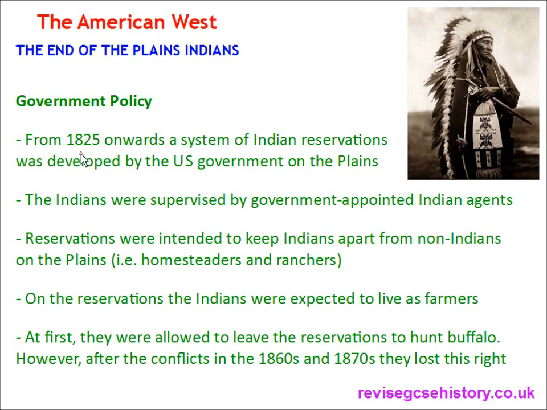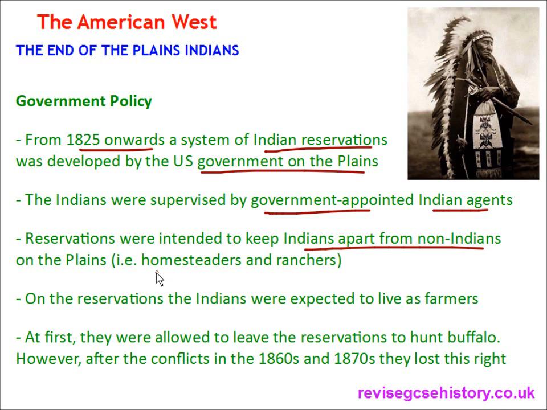From 1825 onwards, a system of Indian reservations was developed by the US government on the plains. The Indians were supervised by government-appointed Indian agents on their reservations. The reservations were intended to keep Indians apart from non-Indians on the plains, so for example homesteaders and ranchers. So the purpose of the reservations was to keep the homesteaders and such away from the Indians, so they wouldn't be hostile to one another.